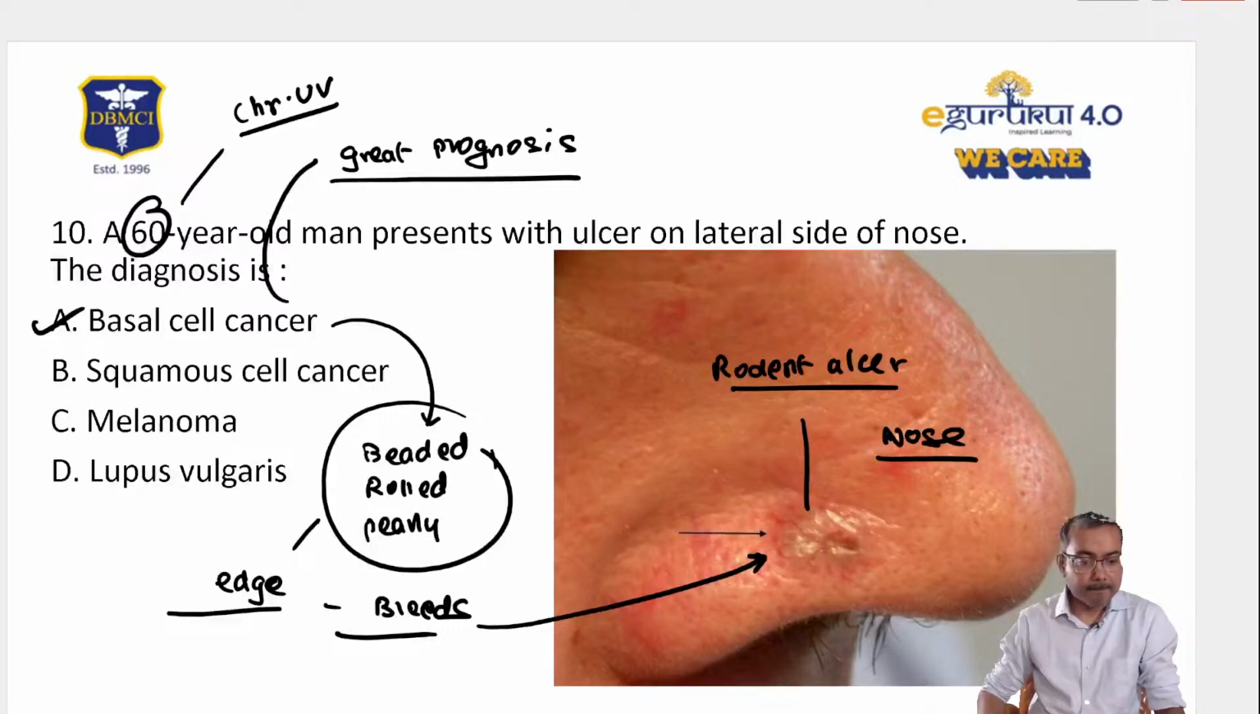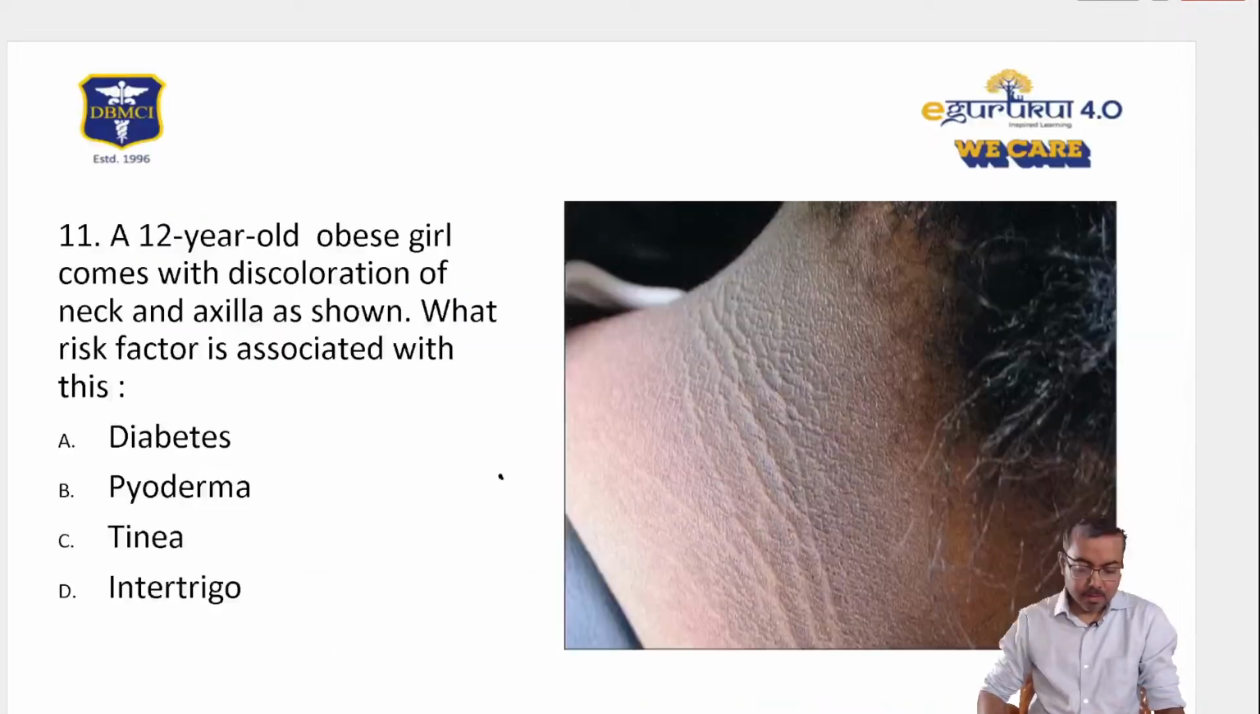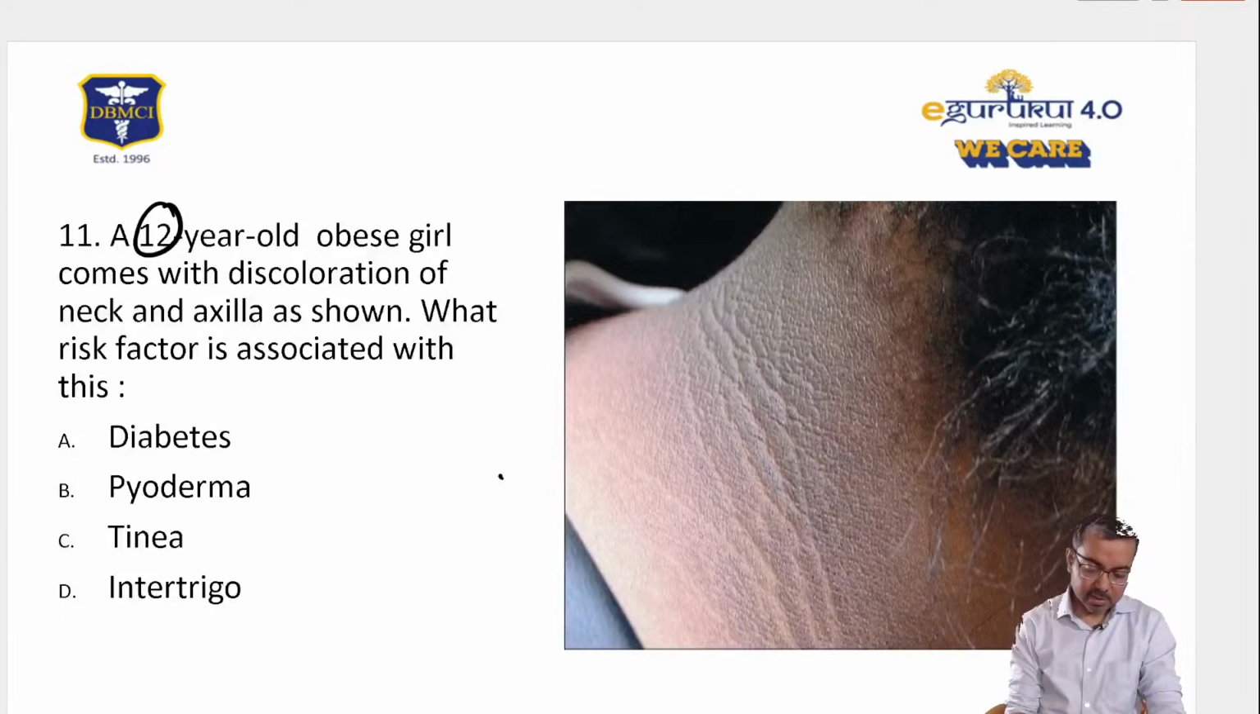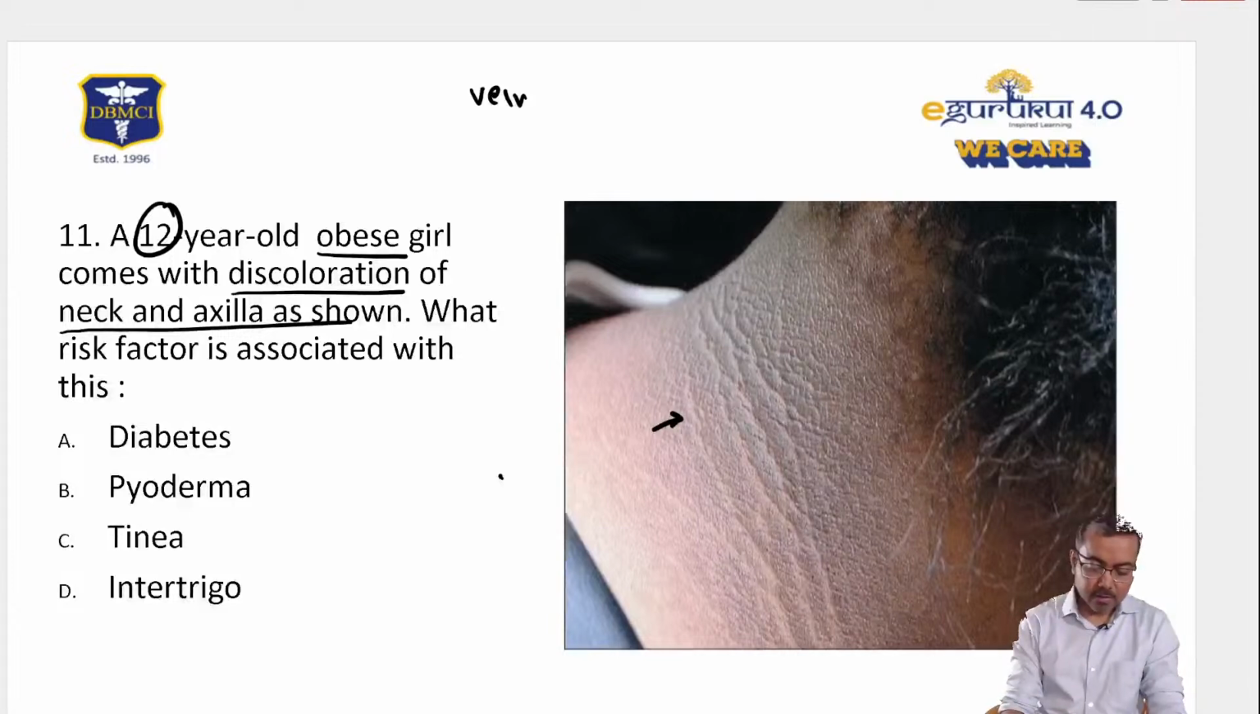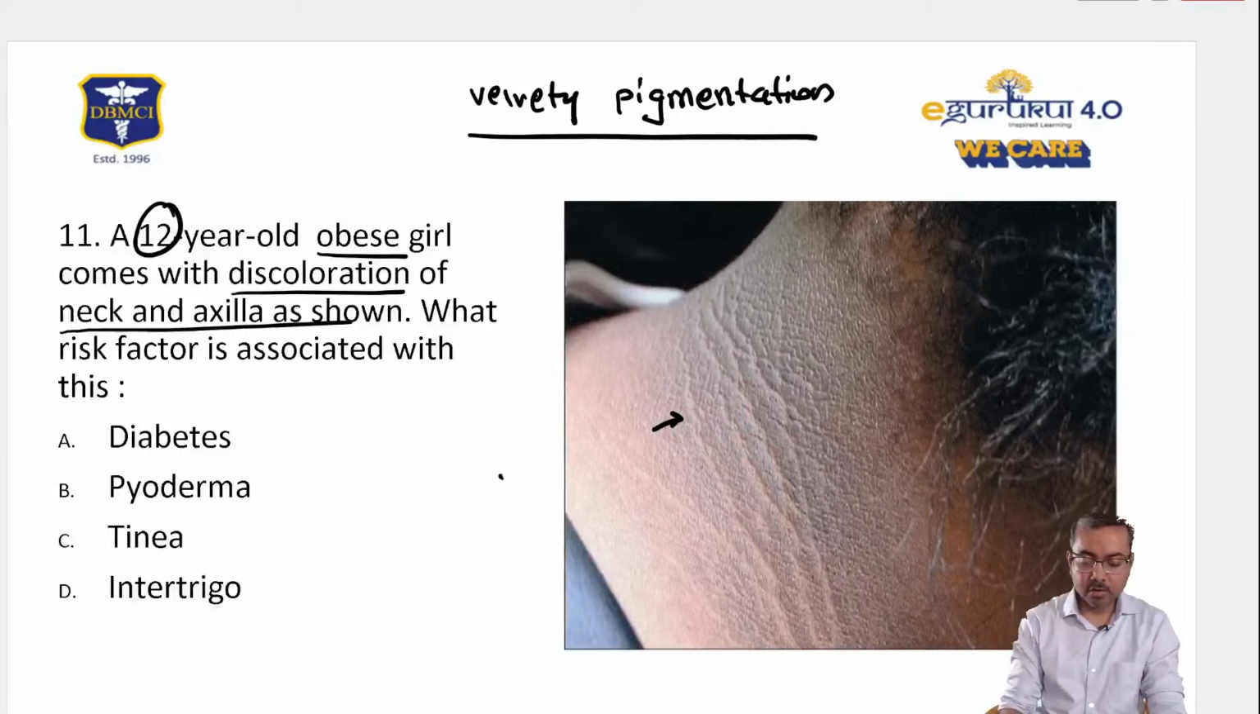Now this is the 11th, an important question. A 12-year-old obese girl with discoloration of the neck and axilla. Now look at this. There's a term, we call this velvety pigmentation. See the word please. Velvety, like your velvet, your carpet, that velvety pigmentation will be there. That's called velvety.